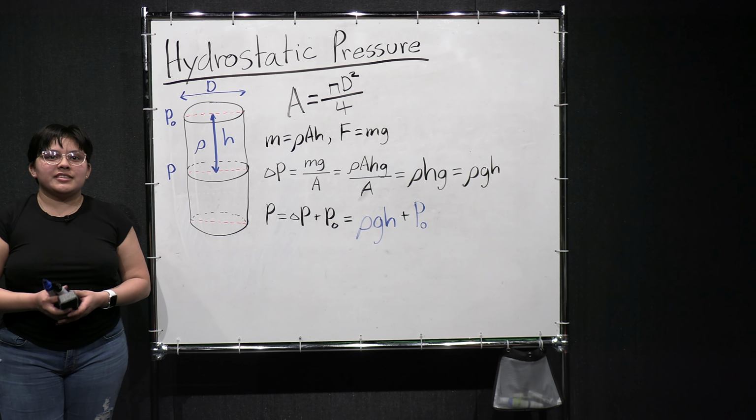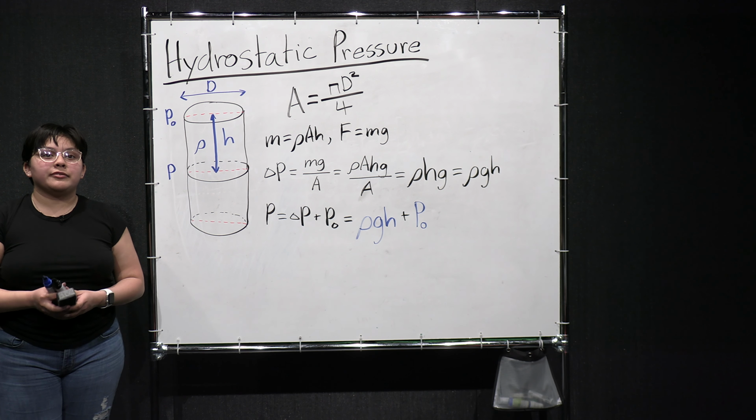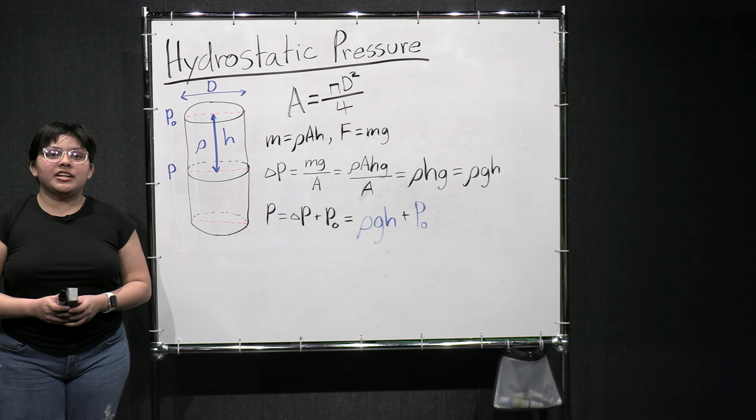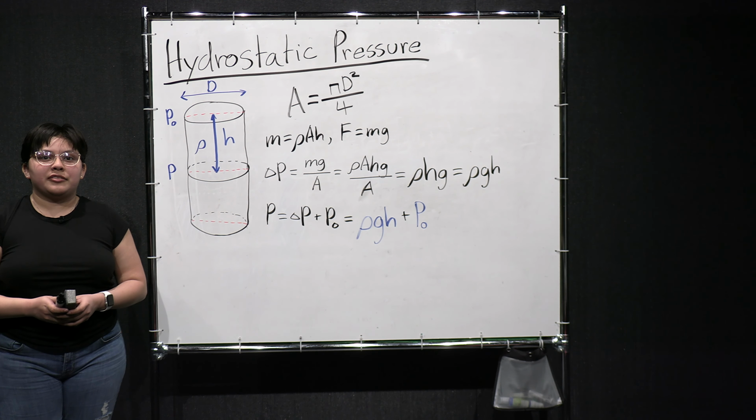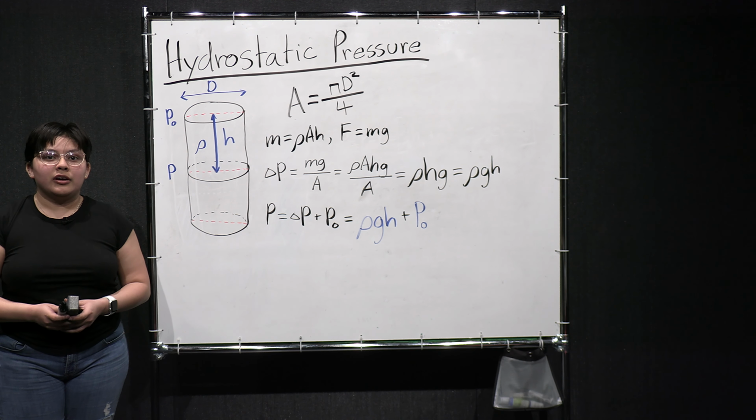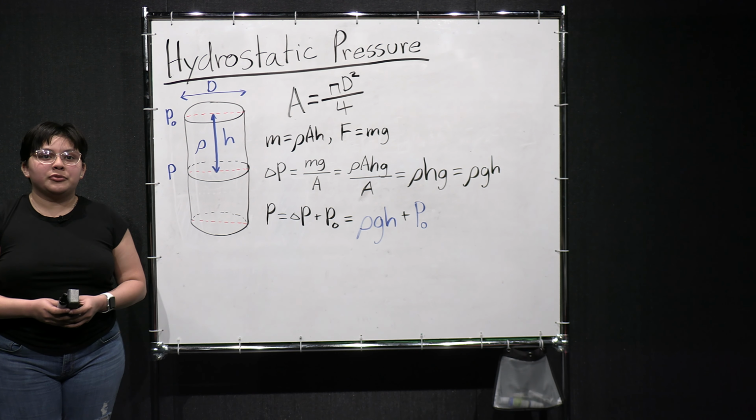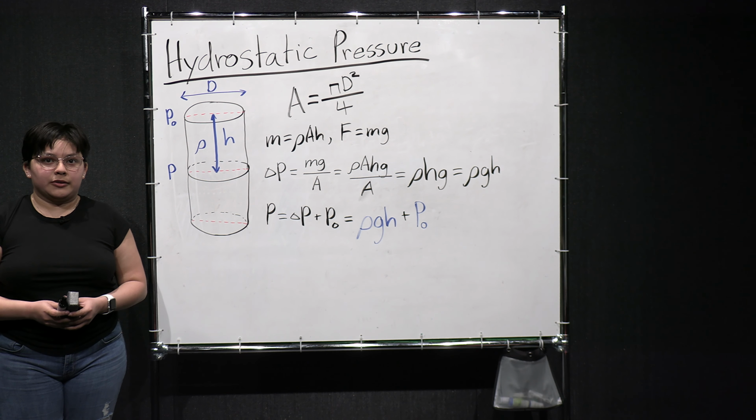A consequence is that the pressure doesn't depend on the geometry of the column, just the depth of the fluid. Since the change in pressure is linear with the depth, there are a number of pressure units defined in terms of the hydrostatic pressure of that height of the fluid. For example, a millimeter of mercury, an inch of mercury, an inch of water, a foot of water, or a meter of water. 1 atmosphere is about 34 feet of water, or 10 meters of water.